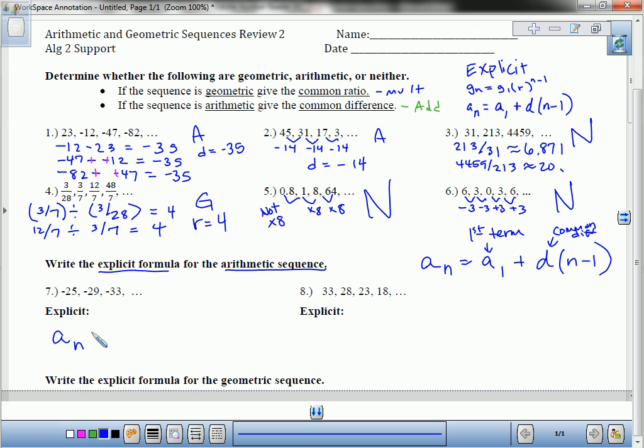So in this one, a sub n equals, what is the first term in that sequence? Negative 25 plus, okay, and it's not just 4, but it is negative 4 times n minus 1, because it's down by 4, down by 4. So I just put negative 25 minus 4. Yeah. If you wrote negative 25 minus 4 n minus 1, beautiful. Yes. Okay, you try. Number 8.